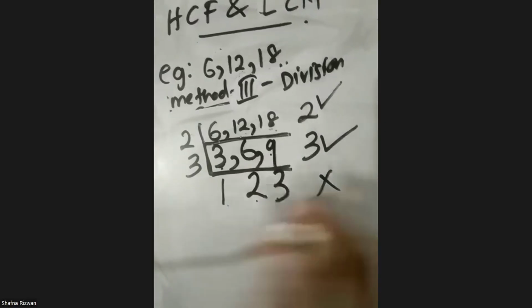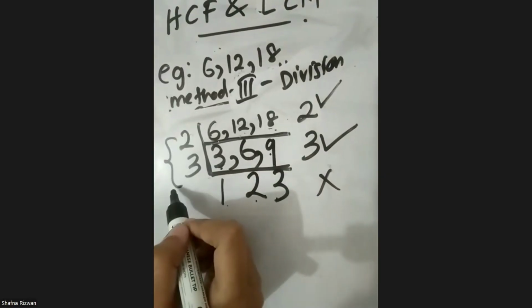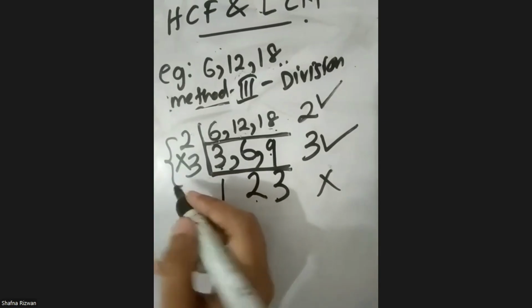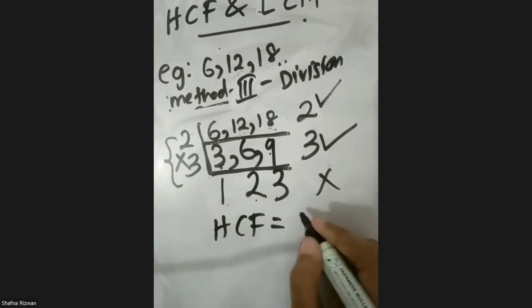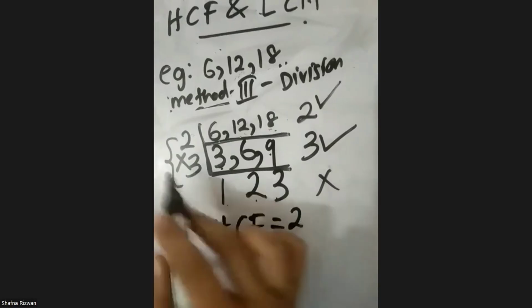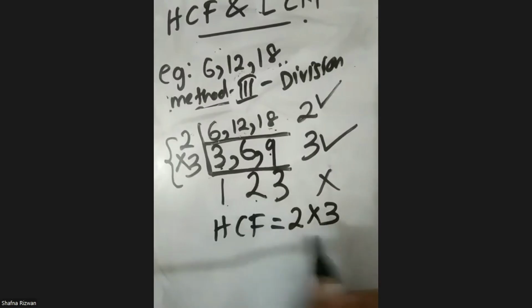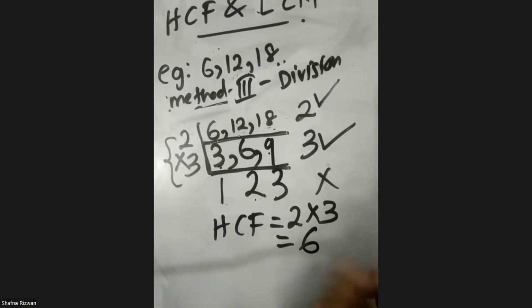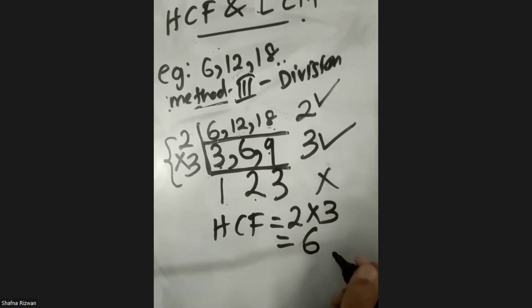Now here we got all the numbers that we need. So what will you do here? You will multiply these two by 3 to get your HCF, your highest common factor. This is very important for us. Multiply these two by 3, then how much will you get? 6. So what is your highest common factor? Your highest common factor will become 6.